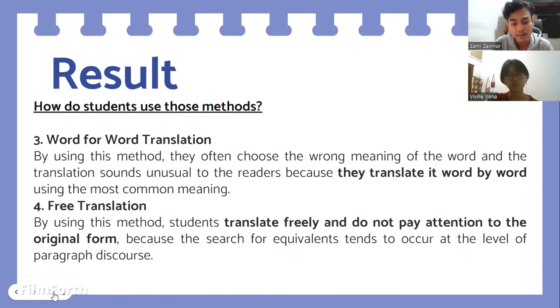For these last two methods, the students explained that it was very difficult to understand the true meaning of the text that had to be translated because the procedure was not common as usual, and students were required to translate the text word by word without looking at the whole sentence when translating the word. And I think this is the last point I can present of the result, and I will return it to Viville. Thank you.